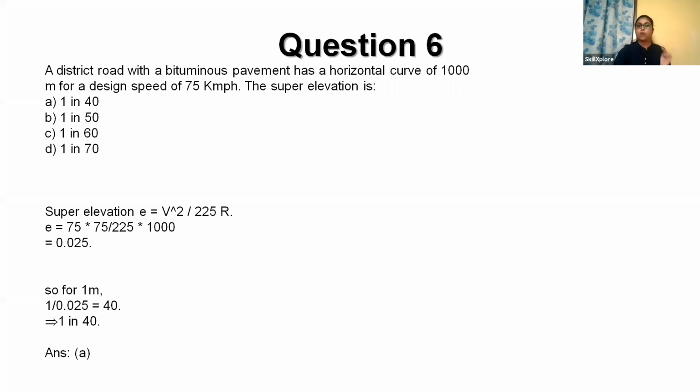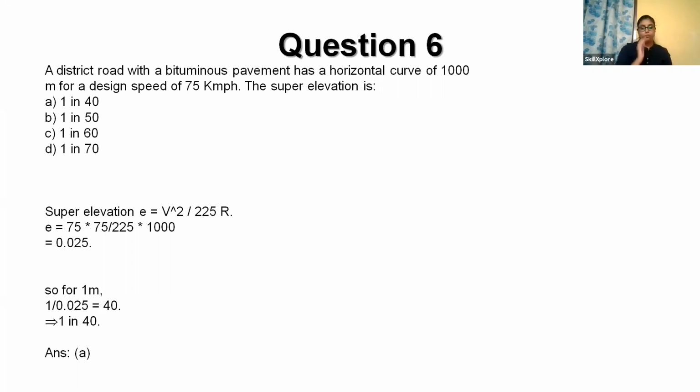The answer is 0.025. But it is not there in the options, right? So why is it not there? They are asking in the form of how much distance for 1 meter of super elevation, rather than how much super elevation for 1 meter distance. So in that way they have asked. So 1 divided by the answer is 40.